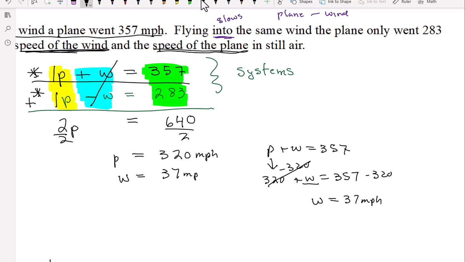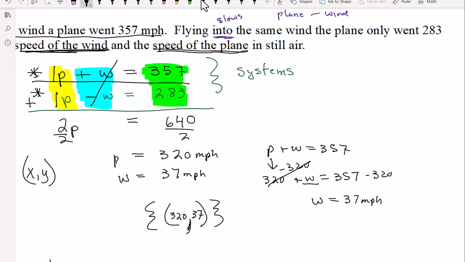Now, this is important. You still want to have a solution. A solution on any of these systems is a coordinate point. And typically what I tell kids is, kind of like XY is alphabetical, plane speed will serve as the X, wind speed will serve as the Y, and there you have it.